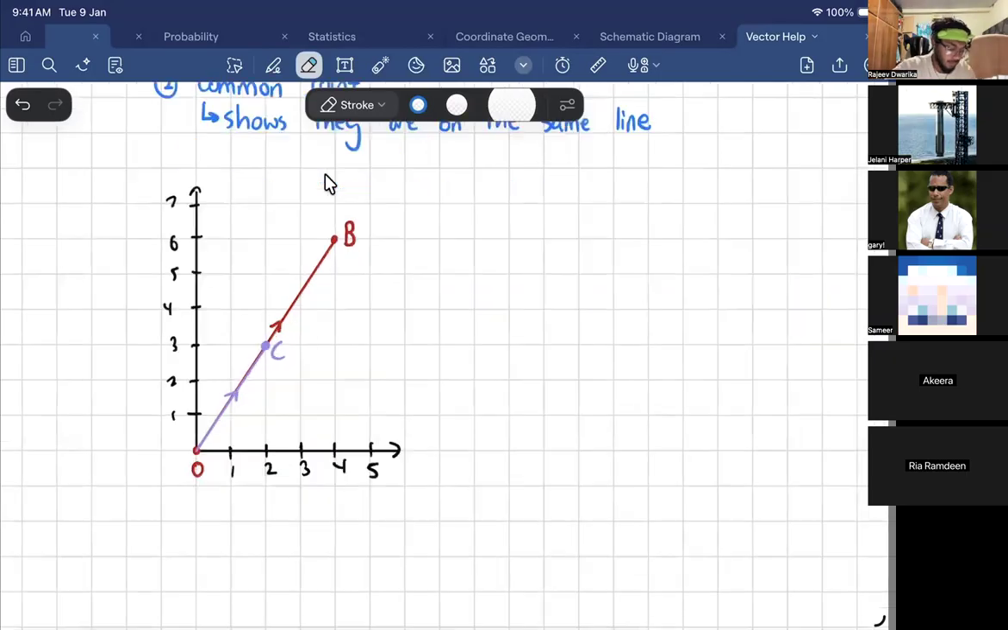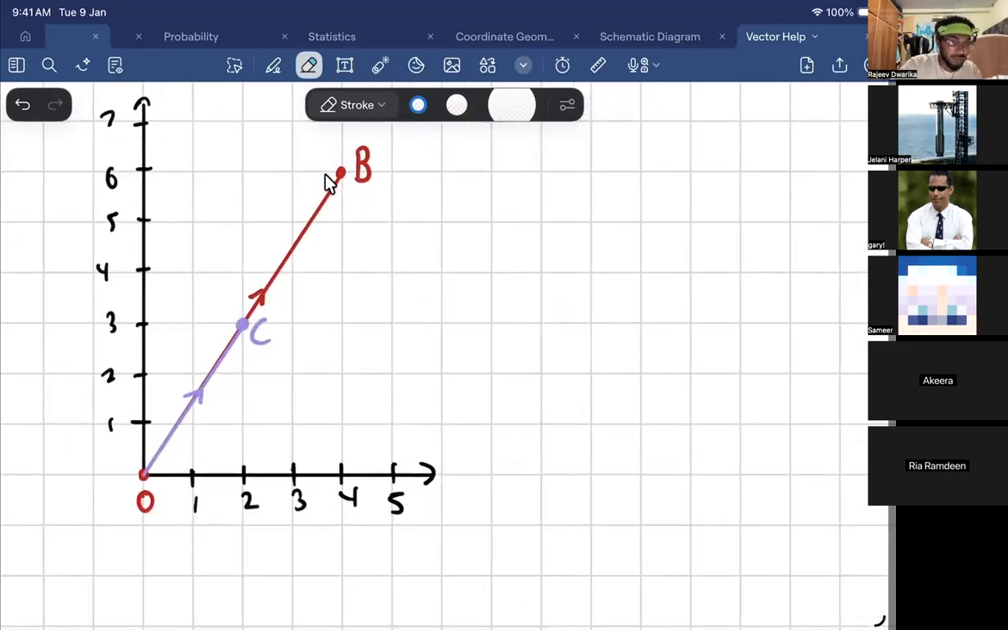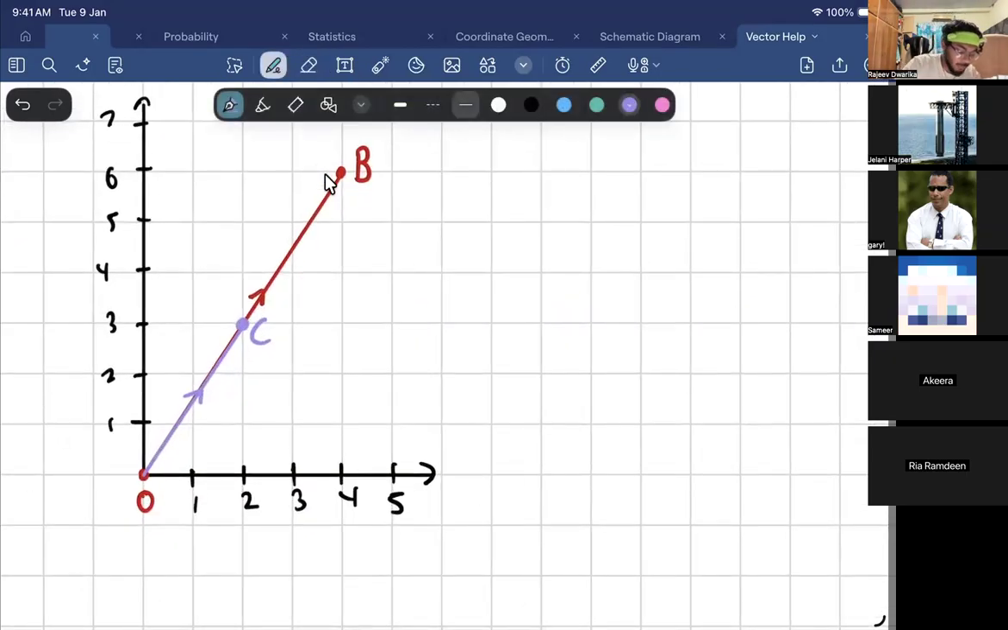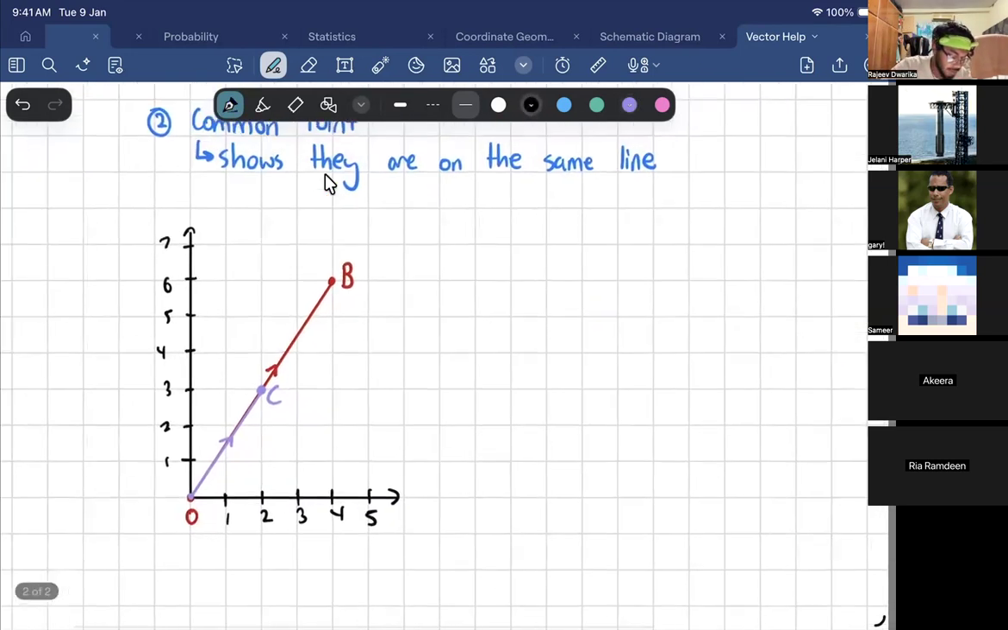First of all, both of these vectors are what kind of vectors? What's the name for these kind of vectors? Displacement or position vectors? Position vectors, because both of them start at the origin. Great. Happy that we understand that.